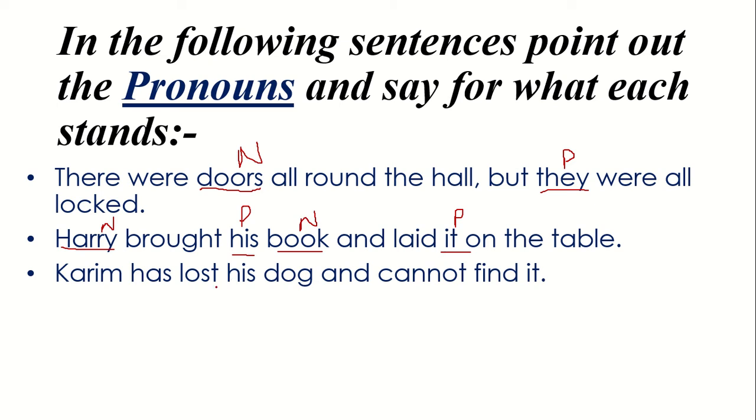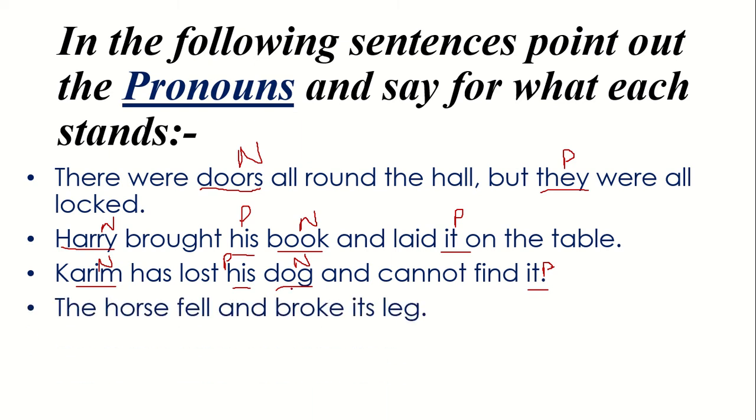Now the next sentence: Cream has lost his dog and cannot find it. Can you highlight what is a noun? Yes, Cream is a noun and dog is again a noun. Cream has lost his dog. His is a pronoun that is used for Cream, and it is a pronoun that is used for the noun dog. If you say that Cream has lost his dog and cannot find the dog, the repetition of dog is not good in a sentence. So we used the pronoun it to replace dog in the sentence.